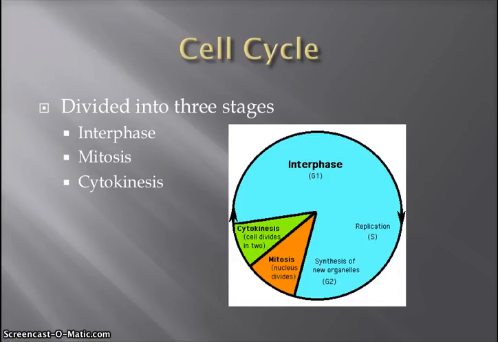So now that we've had a chance to look at DNA in the cell, we're going to look a little more into how a cell actually divides. So there is a cell cycle, and there are 3 stages to the cell cycle. The first one is called interphase, the second one is called mitosis, and the third one is called cytokinesis. And you can see from the diagram that the first stage, which is interphase, is the longest.